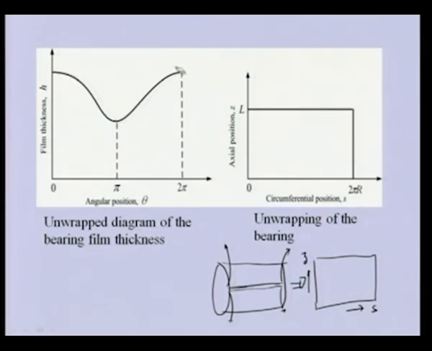So basically this point and this point are at the same point, because after 2 pi again these two will meet. So this is the unwrapped film thickness, showing how the film thickness changes with the angular position. Now we'll try to solve the Reynolds equation using the finite difference method in this region. So basically we need to put various grids and we will seek the solution of the pressure at various grids.